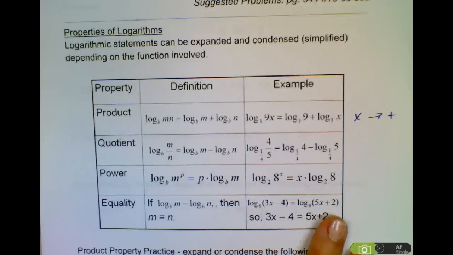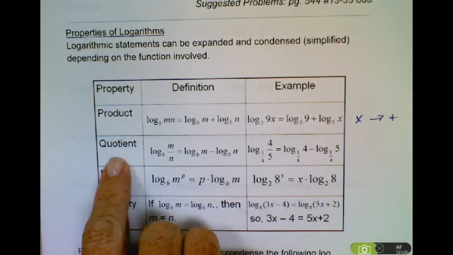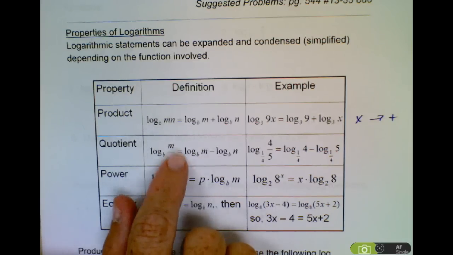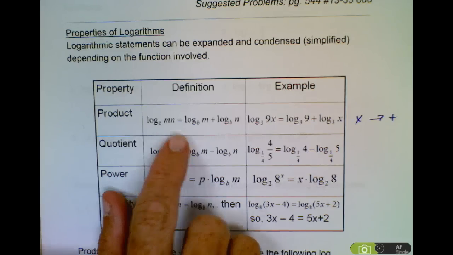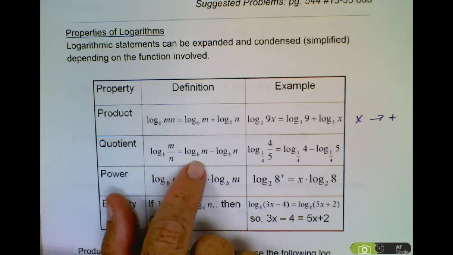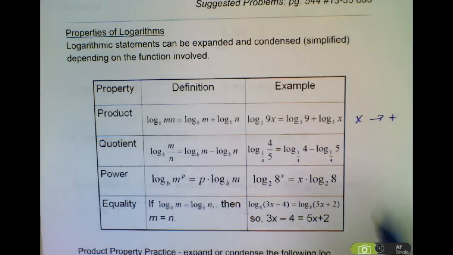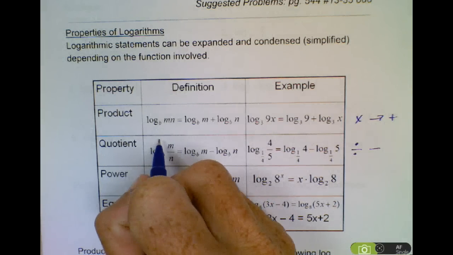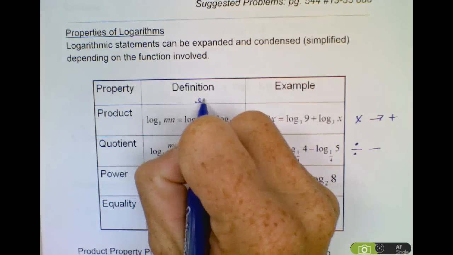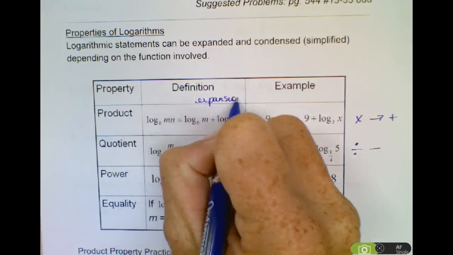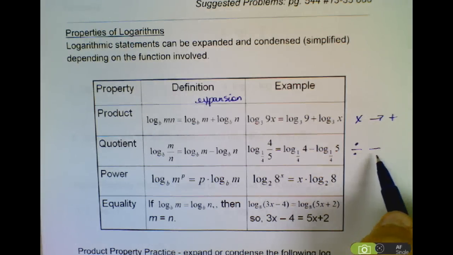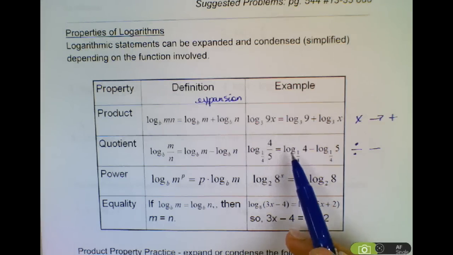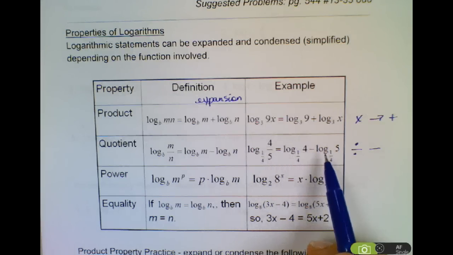Okay? Next one would be the quotient property. If you have an argument in your log that can be turned into a division problem, log_b(m/n), then the equivalent is log_b(m) minus log_b(n). So if you're dealing with division, then when you expand it, this is called the expansion. Then you're dealing with subtraction. So for example, log_4(4/5) equals log_4(4) minus log_4(5).